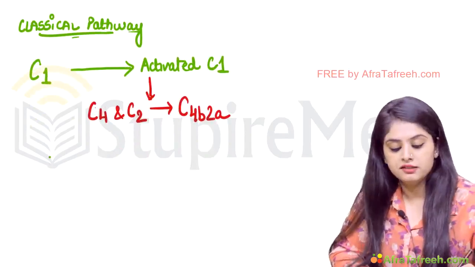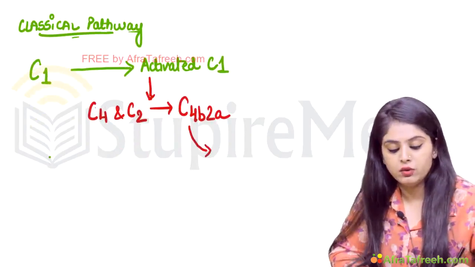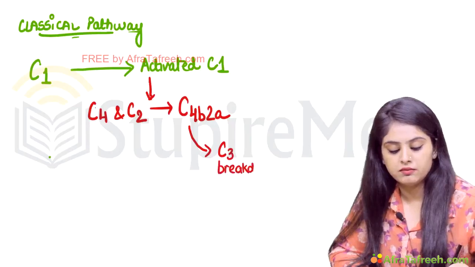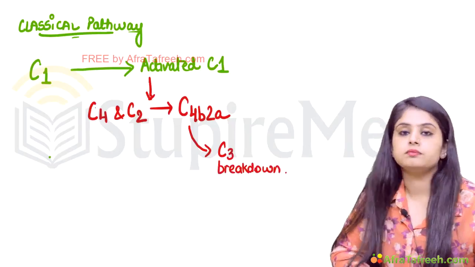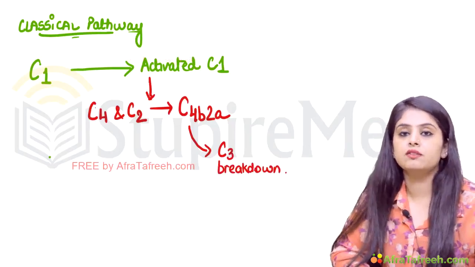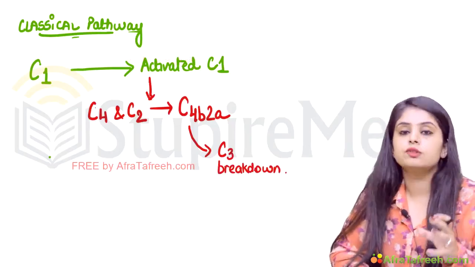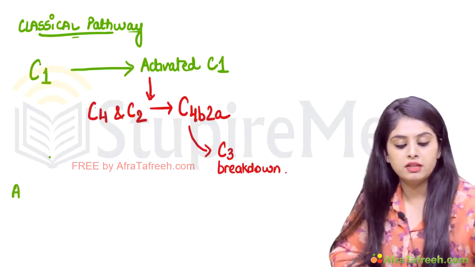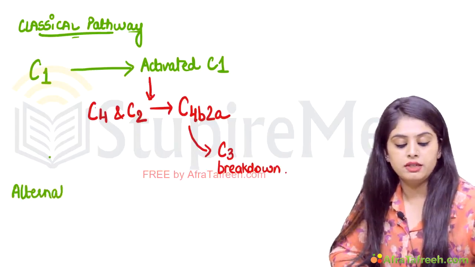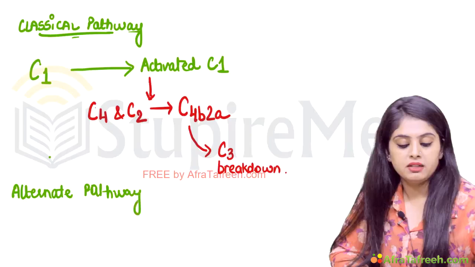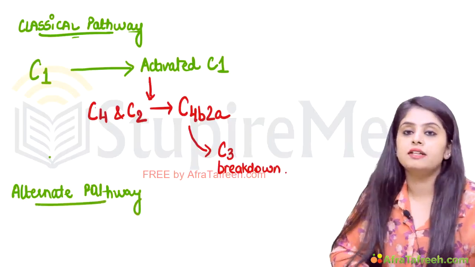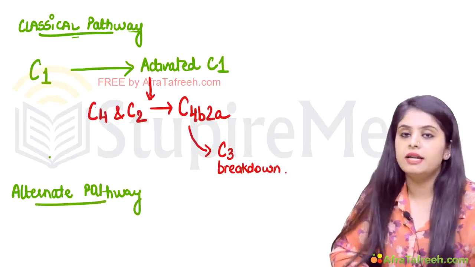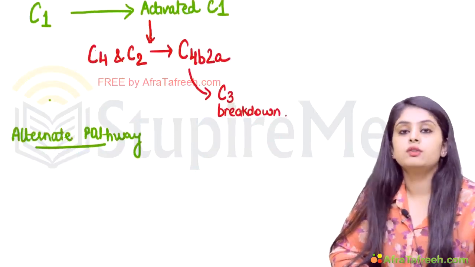Following this, C4b2A is then going to cause breakdown of C3. We are going to stop here and first look at the other pathway, which is the alternate pathway. The alternate pathway, we know, was activated by IgA and endotoxin. What is it going to activate?